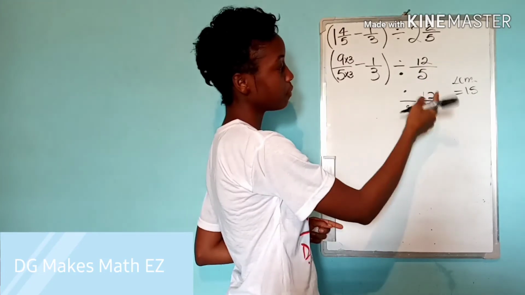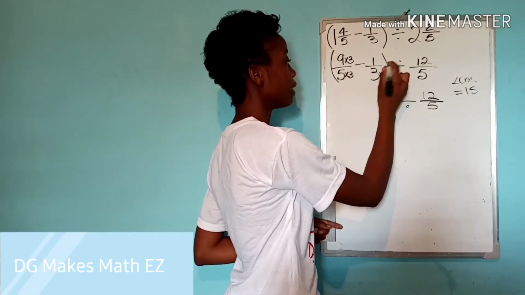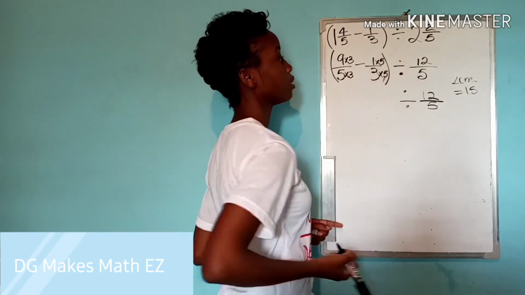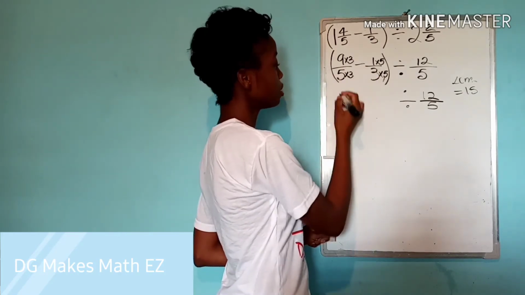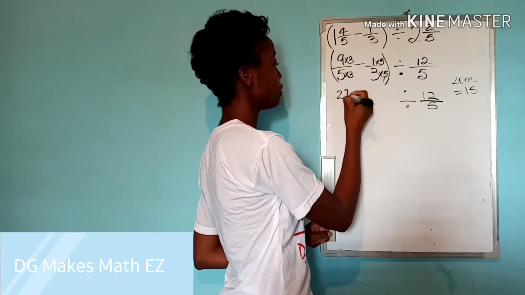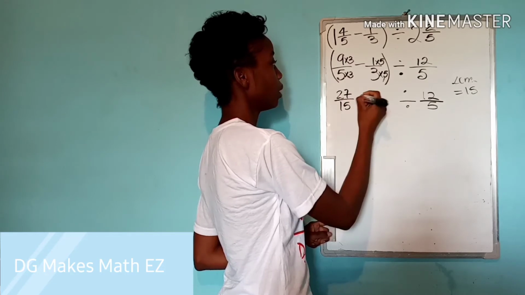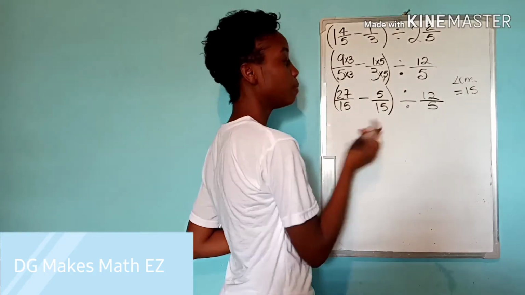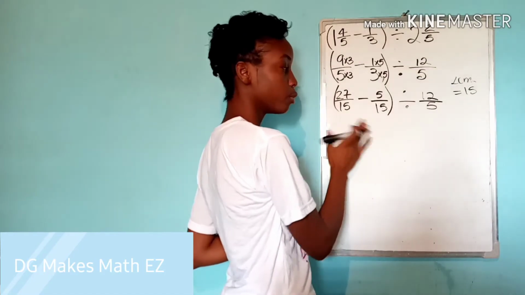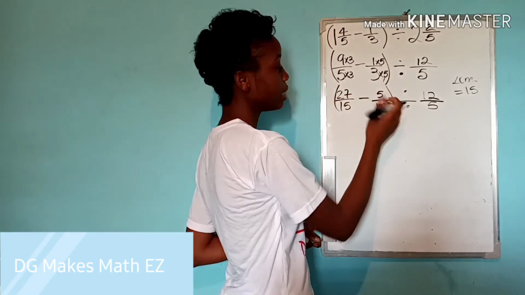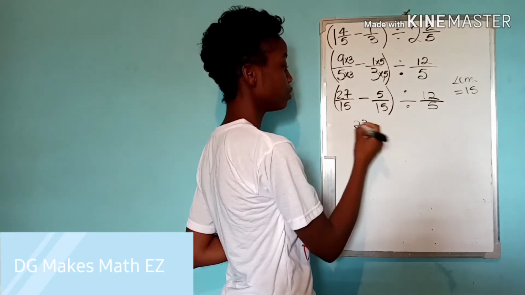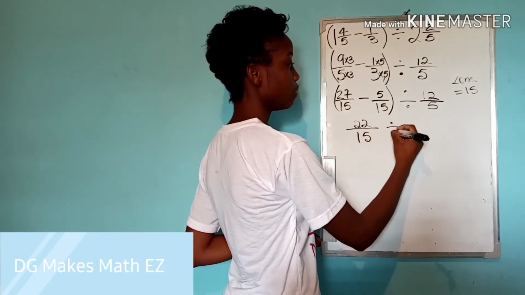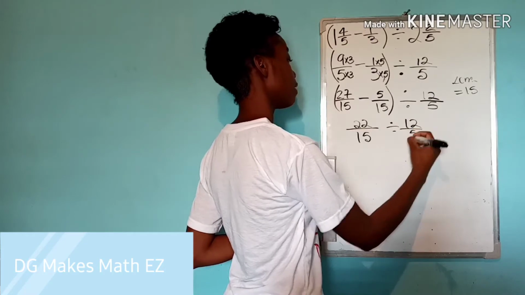To turn 3 into a 15, I'm going to multiply by 5. I do the same to my numerator. So my new fractions here are going to be 27/15 minus 5/15. And I keep it in my bracket until I'm through working it out. So 27 minus 5 is going to leave us with 22 divided by 15. And that is going to be divided by 12/5.